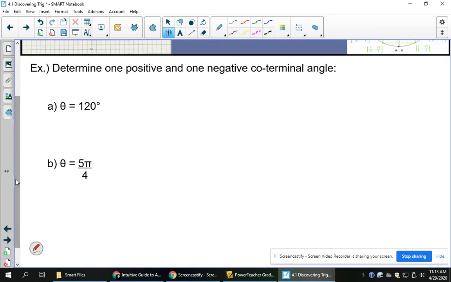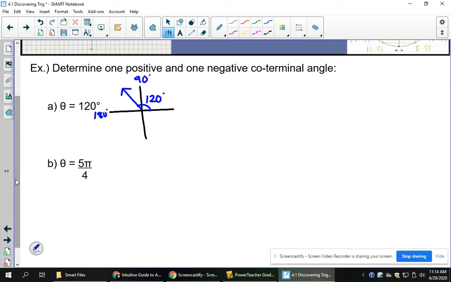So let's determine one positive and one negative coterminal angle to the given principal angles. So if I have 120 degrees, let's actually start by sketching this so we all know what this looks like. I'm going to start with my pencil on the positive x-axis because that's 0 degrees. I'm going to go counterclockwise, 90, a little more. That's where my terminal arm is. The blue angle that I've drawn is 120 degrees. I knew that I had to stop before the other x-axis because that would have been 180. So I just drew it somewhere between 90 and 180.